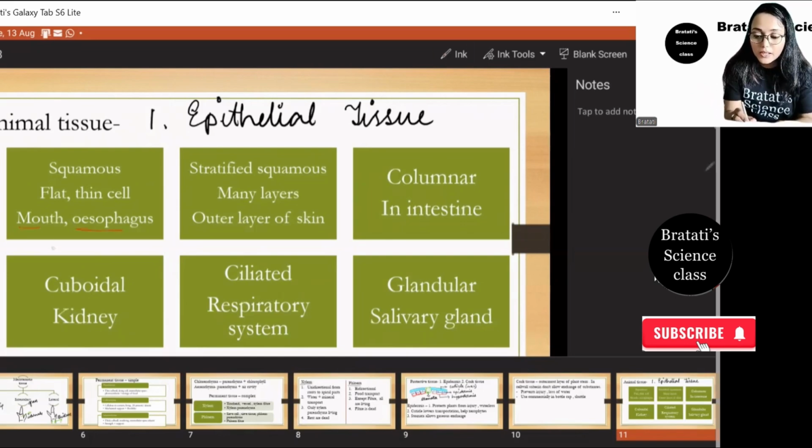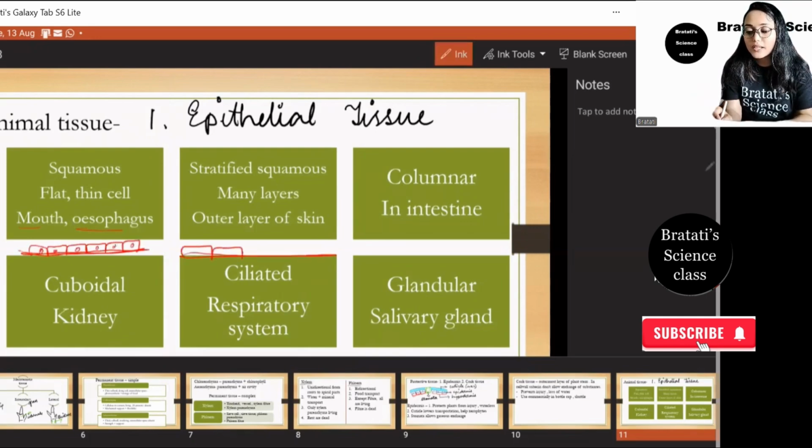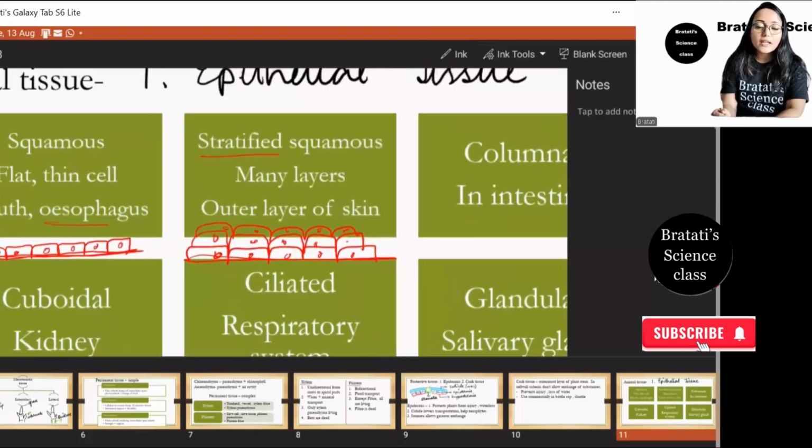Squamous epithelium have a base, and on the base, these are the squamous epithelium. They have the nucleus. When different layers of squamous epitheliums are formed on the baseline, see, another layer, layer after layer, that is called stratified squamous epithelium. Squamous epithelium has one layer, and these are flat, thin cells present in the mouth and esophagus. But stratified squamous has many layers, and this is present in the outer layer of the skin.